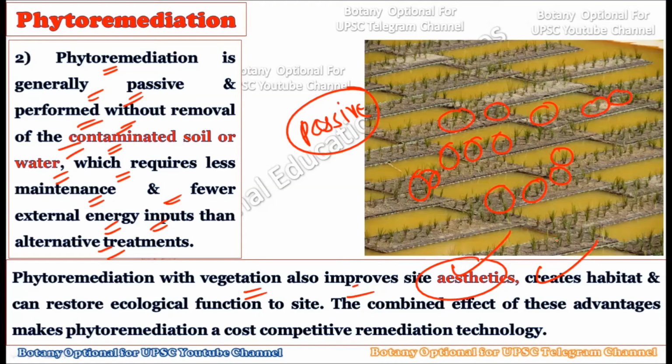So here habitat creation can occur, aesthetics can be enhanced, and it can also restore the ecological function of the site. So using plants is a very natural way of cleaning the environment, because these plants can improve the overall health of the ecosystem. It can increase the aesthetics, create many habitats, and restore the ecological function of the site, and hence phytoremediation is of great advantage when compared with the other methods in which we clean up contaminated water or soil.